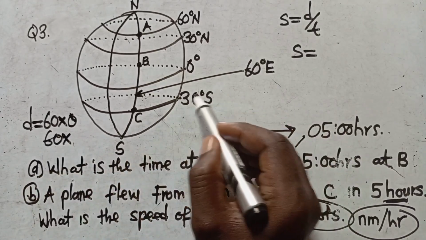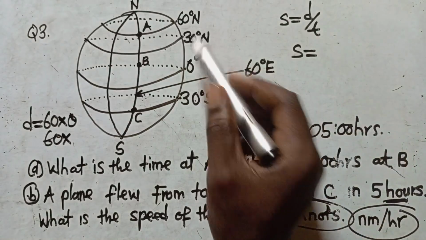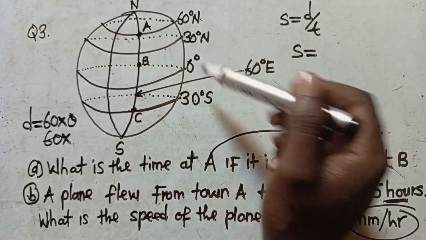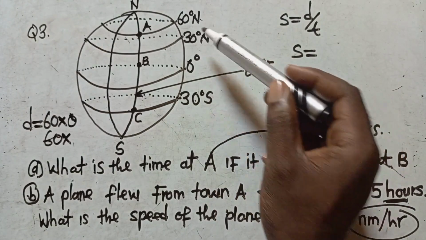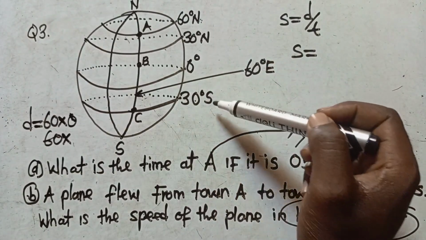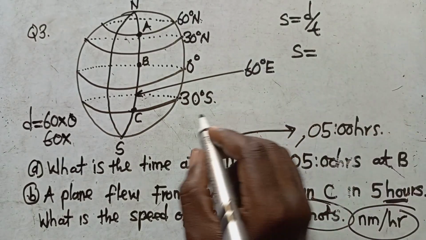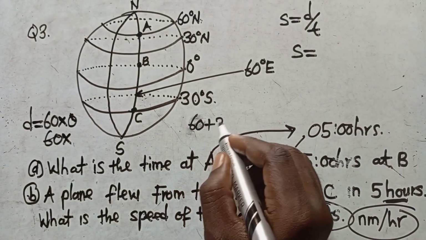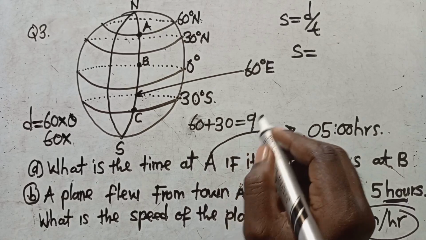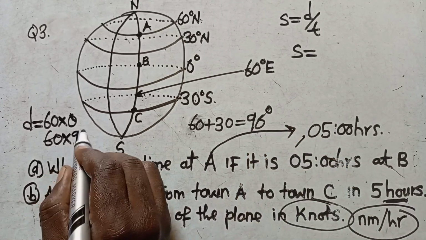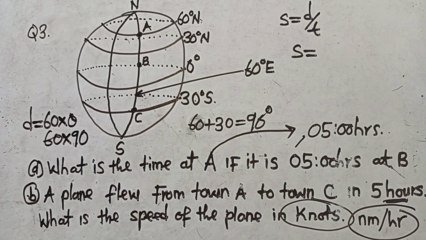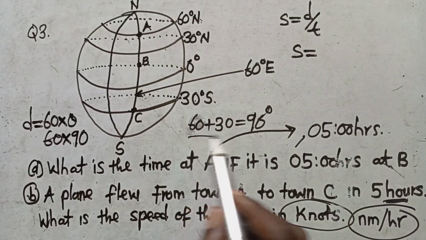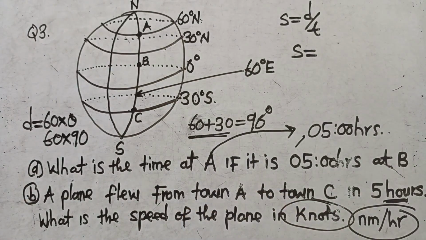This one C is on 30, A is on 60. So what we are doing, as long as they are in different directions, this is north, this is south, we have to add. So we are going to say 60 plus 30. The answer we are getting is 90 degrees. So this is the 90 I'm going to put there. I guess you understand where this is coming from. Those are simple things you need to get.